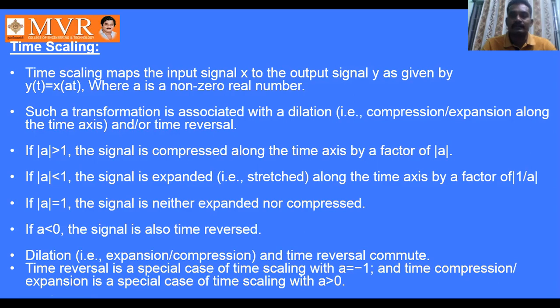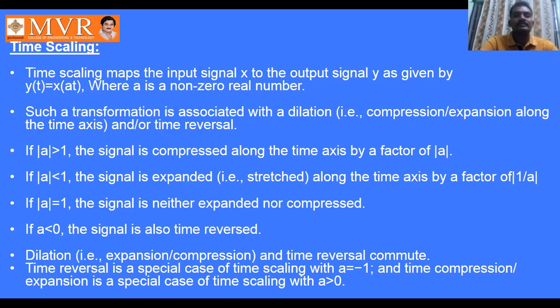If a is greater than 1, the signal is compressed along the time axis by a factor of mod a. If a is less than 1, the signal is expanded, that is stretched, along the time axis by a factor of mod 1 by a. If a is equal to 1, the signal is neither expanded nor compressed. If a is less than 0, the signal is also time reversed. Dilation, meaning time expansion or compression, and time reversal commute.